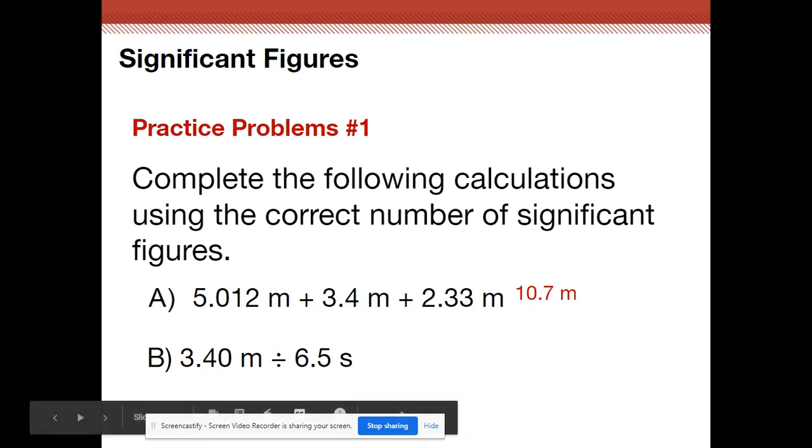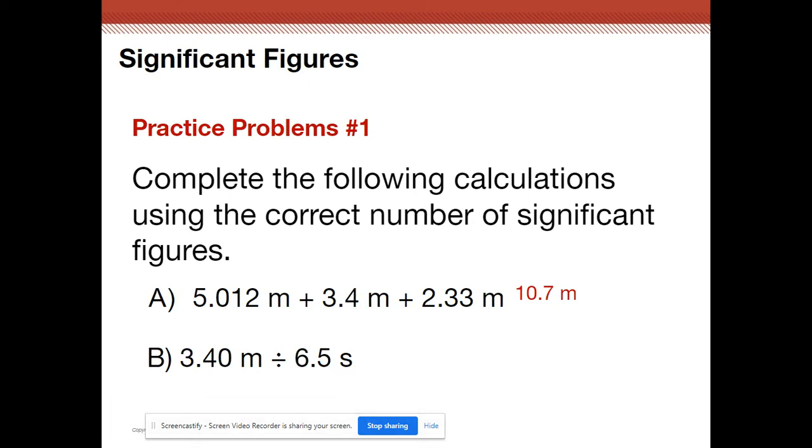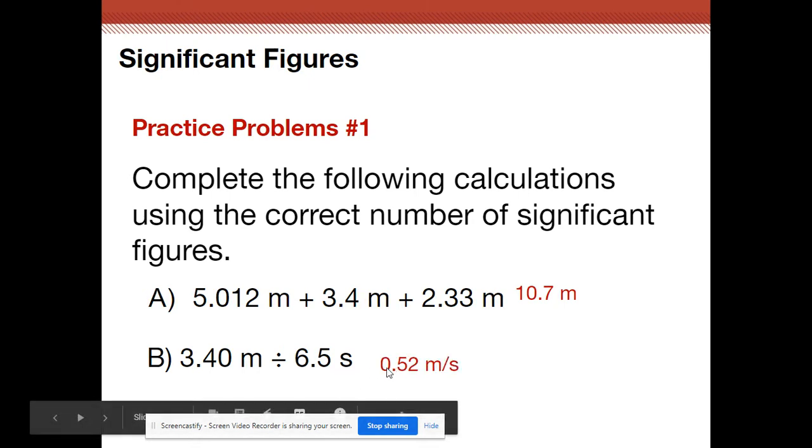But when you're dividing and multiplying, it's about the total number of sig figs, but it's the least total. So here we have 3 sig figs and here we have 2 sig figs. So my total number of sig figs is only 2. That's the least. So my final answer can only have 2. And you can see that this 0 is not significant, but the 5 and the 2 are.